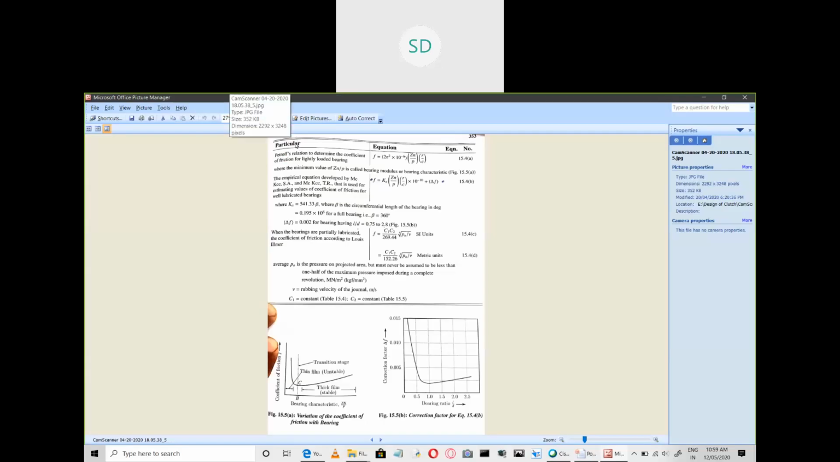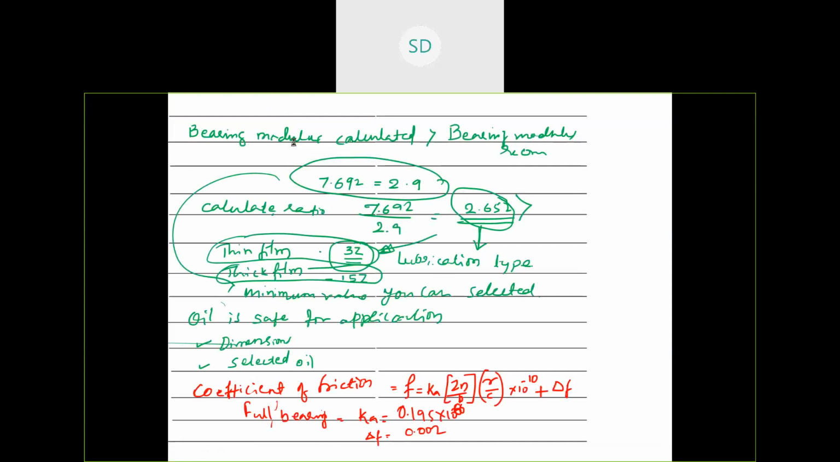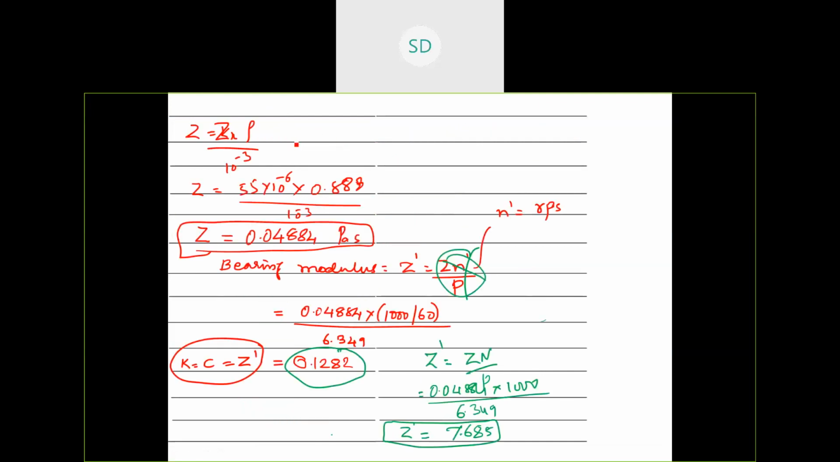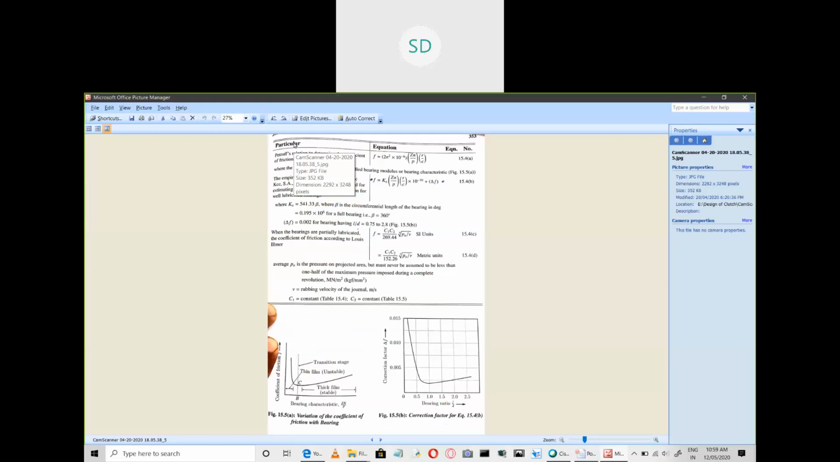So the coefficient of friction F equal to 0.195 into 10 to the power of 6, and Z we have calculated. Notify the value of Z, how much we got from the calculation: 0.04884.